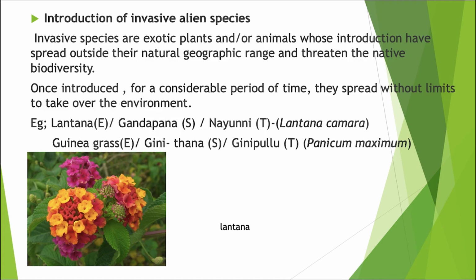Some examples are Gandapana and Guinea grass. Gandapana produces a toxin which prevents the germination and seedling growth of many other plants. Guinea grass, in dry patana areas, facilitates fire because it has a very high biomass, and during the drought season, forest fires occur, causing the loss of biodiversity.